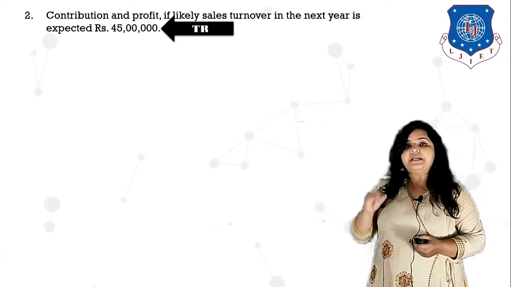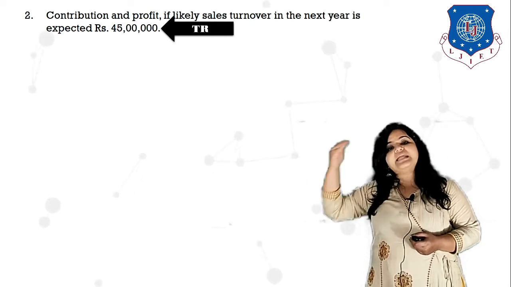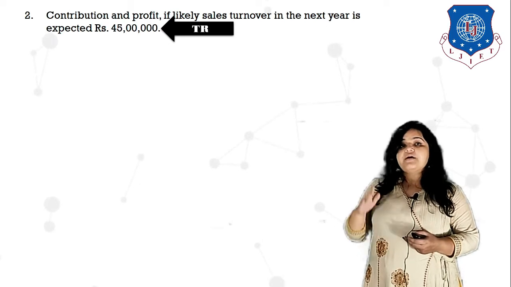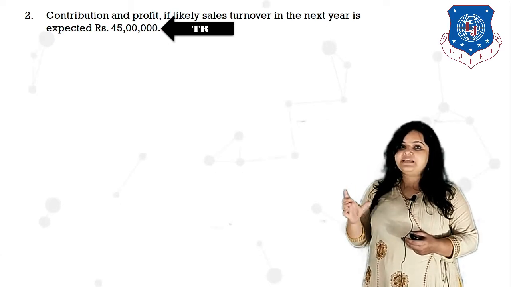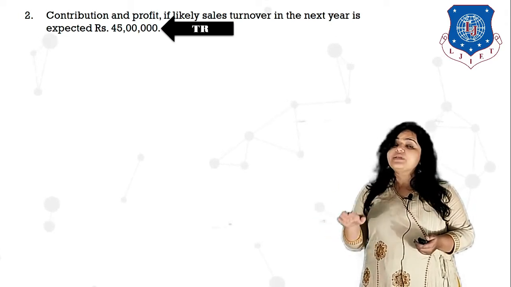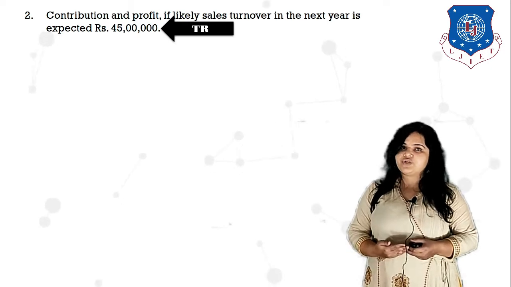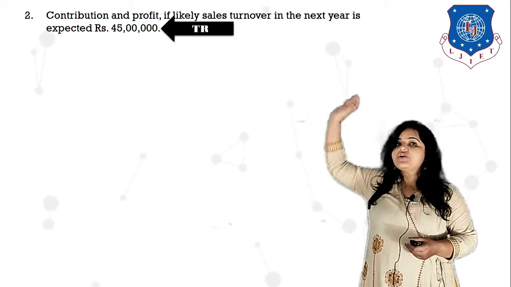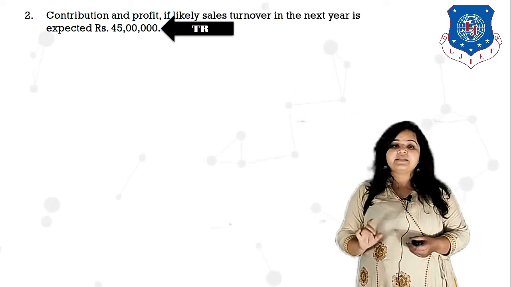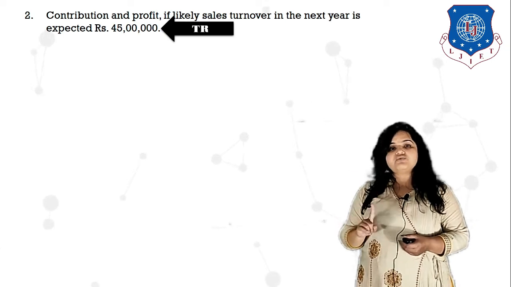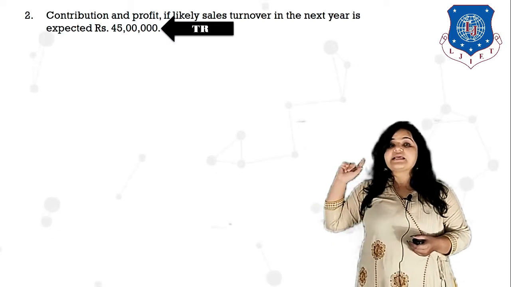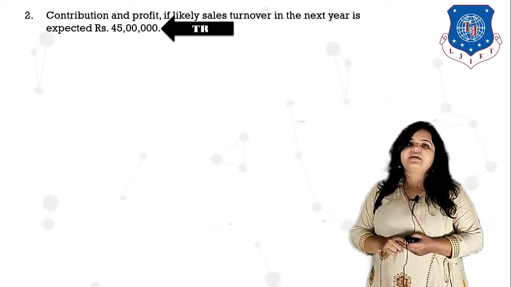Students, do not mistake the previous TR for this particular problem. If you remember, we had TR is equal to 50 lakhs in the main question, which we didn't use at all. It's okay if you do not use some of the information. Do not use it here because for this particular question, total revenue is given. Find contribution and profit if likely sales turnover in next year is expected to be rupees 45 lakhs.